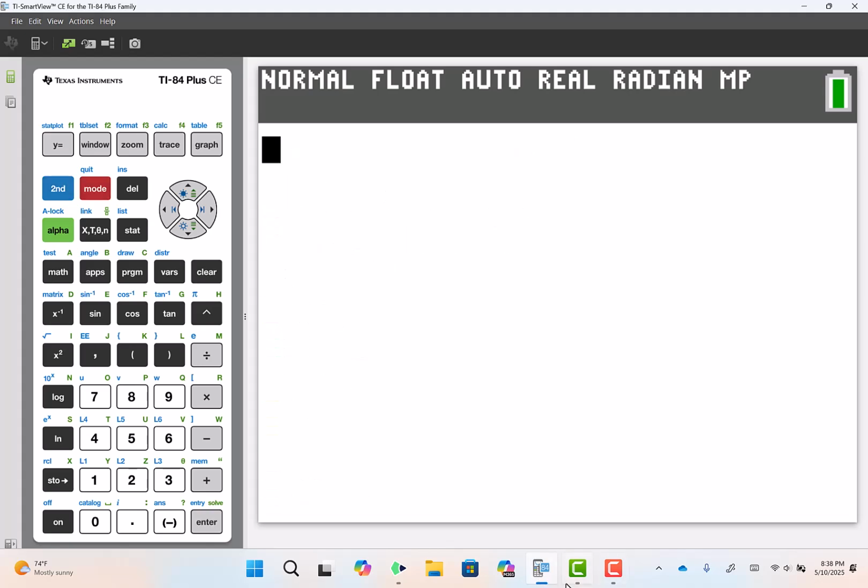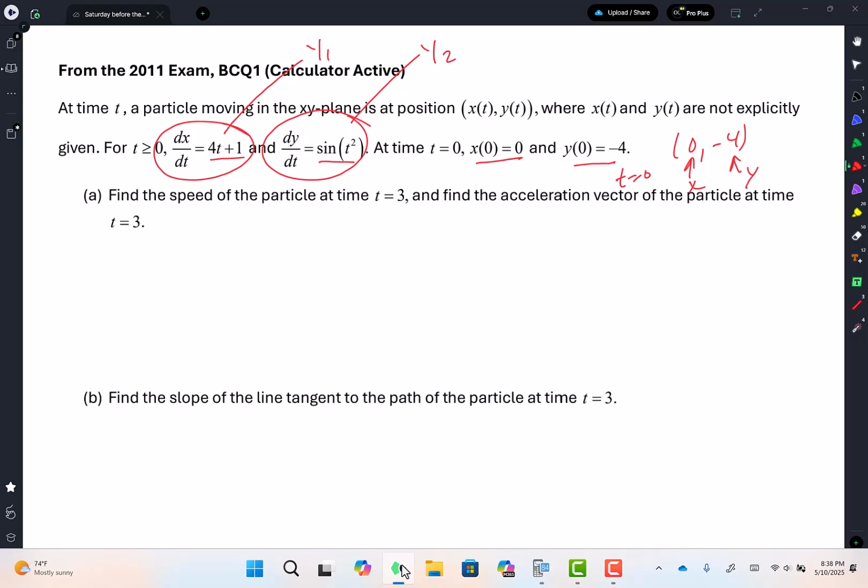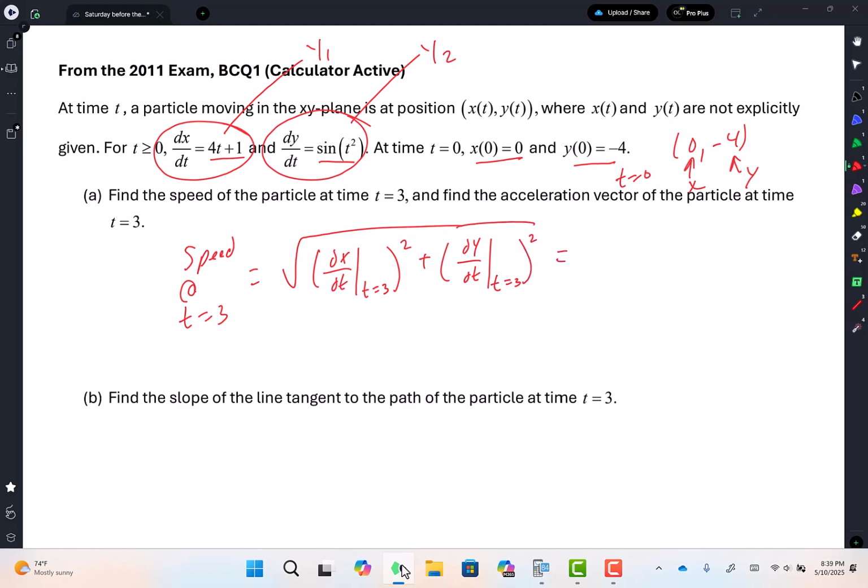Second quit. And so let's see. Let's do the first question again now. Find the speed of the particle at time t equals 3. All right, so I want speed, so I'm going to write speed at t equals 3 equals the square root. I have my dx dt here, so I'm going to write dx dt evaluated at t equals 3, close it squared, plus dy dt evaluated at t equals 3, close it squared, equals, and I'm going to write the answer there.